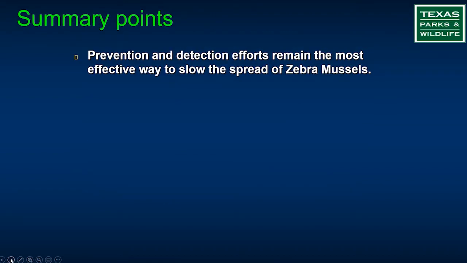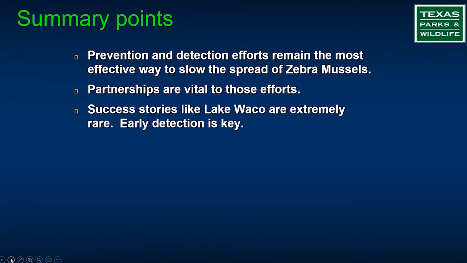And so the summary points that I wanted to make sure I covered: prevention and detection efforts remain the most effective way to slow the spread of zebra mussels. And so we've got those ongoing every year. And those generally are providing billboards, things like that, and just trying to raise awareness of the problems that zebra mussels can cause if they get into a reservoir.